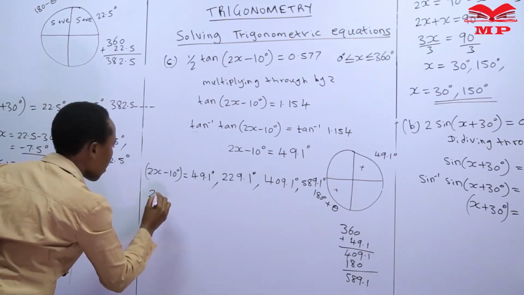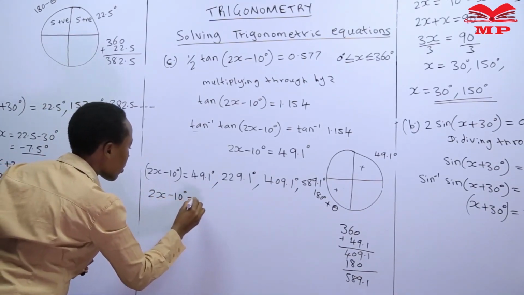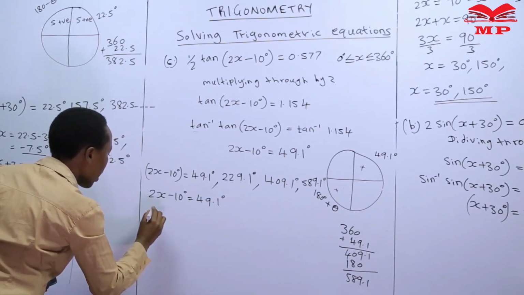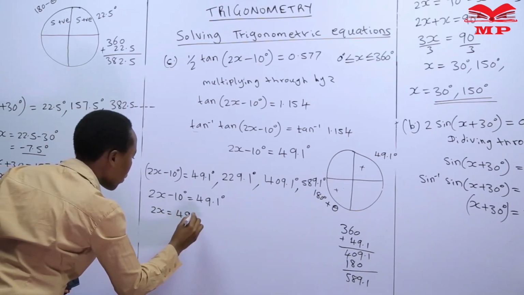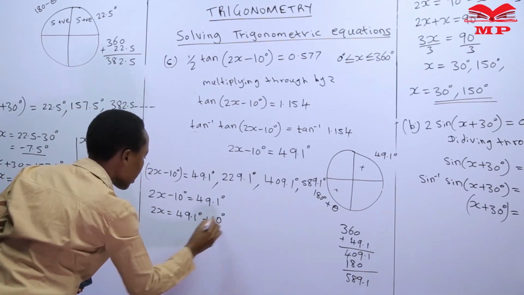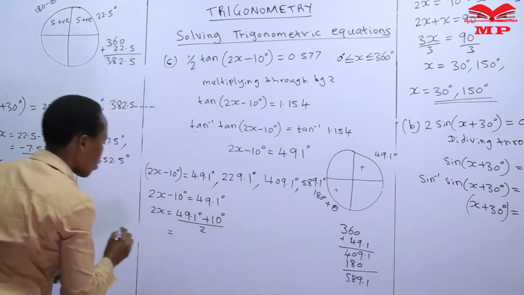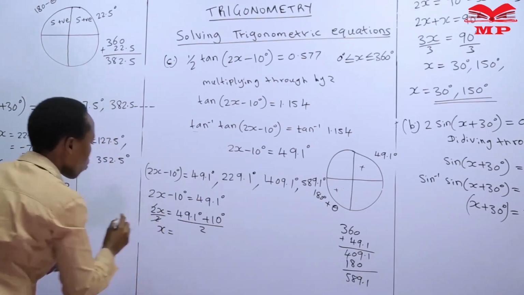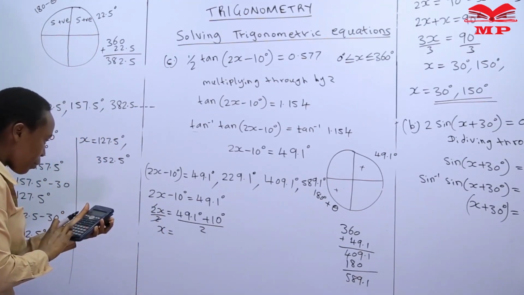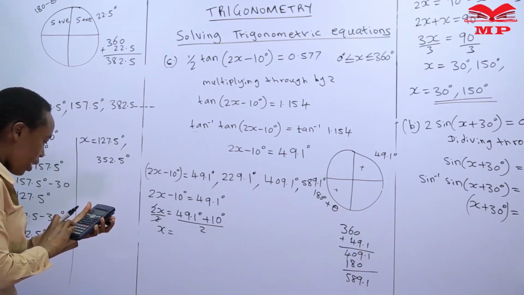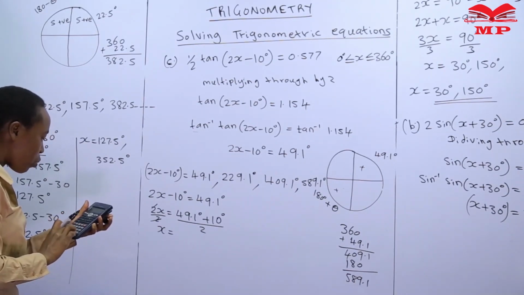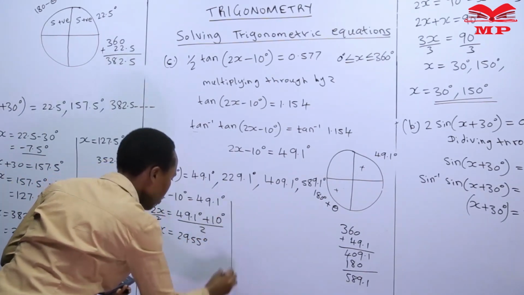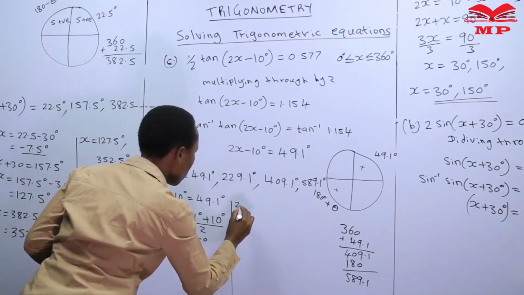So in this case, 2x minus 10 is equal to 49.1 degrees. Our 2x will be 49.1 degrees plus 10 degrees, and we divide by 2 for the value of x. So our x will be 49.1 plus 10, then divided by 2, which is 29.55 degrees.